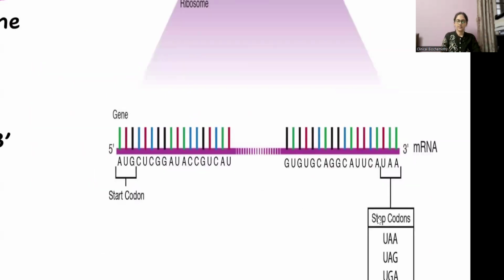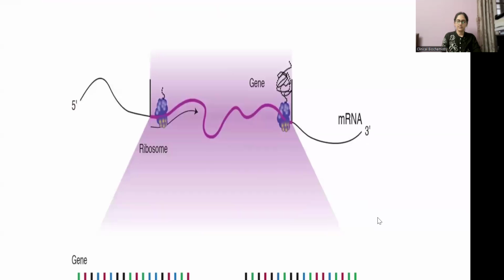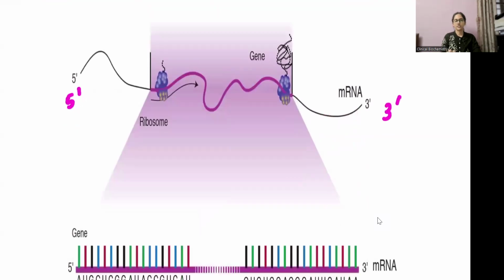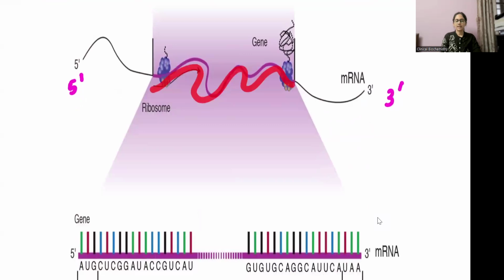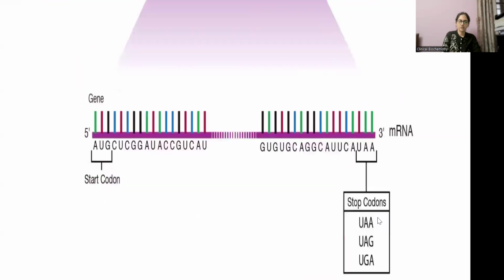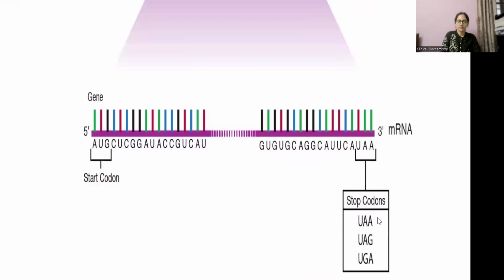Now look at this structure. Here is the mRNA. mRNA is formed in the 5' to 3' direction. Translation happens with the help of the ribosome in the cytoplasm. This mRNA is getting translated. So let us see the sequence of this mRNA. It is going to be like this, right? The first 3 nucleotides are AUG.